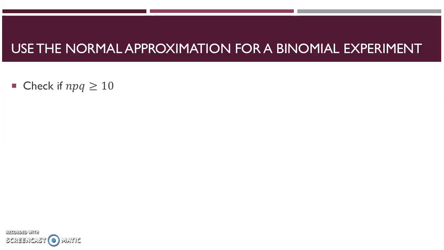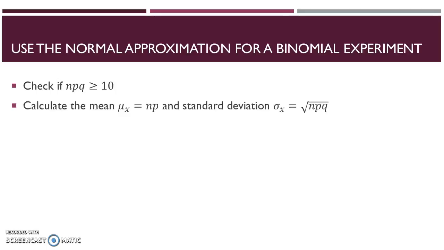We're going to go through just the steps to follow for every problem. If you are using the normal approximation, I'll tell you that you have to do that at the start of a problem. So your first step is to check if n times p times q is greater than 10. If it's not, you can't do anything else. You also want to calculate the mean and the standard deviation because you'll need them later.